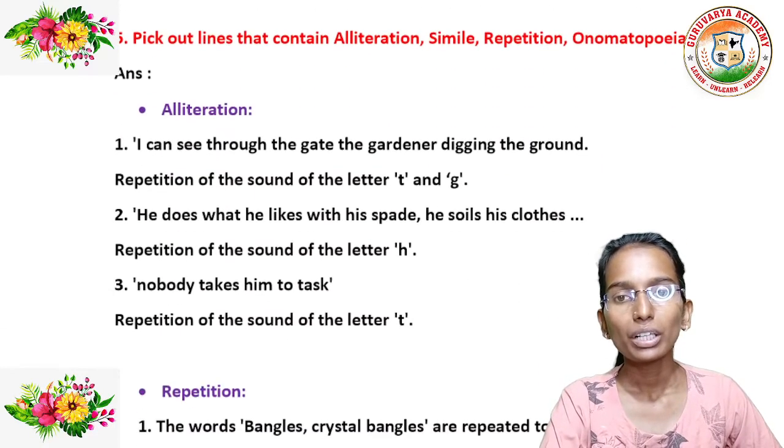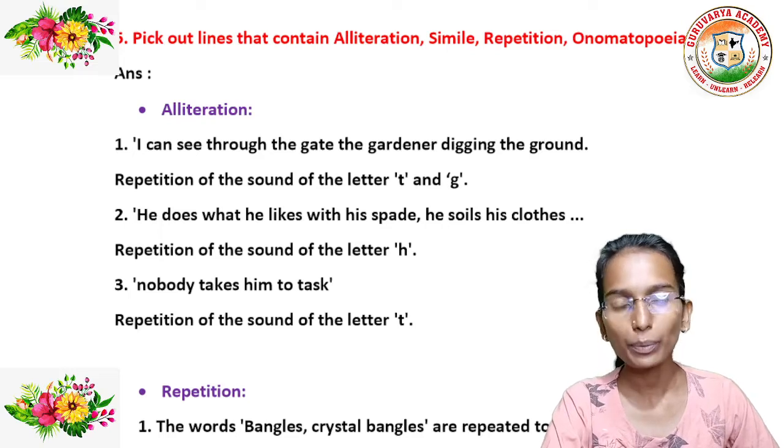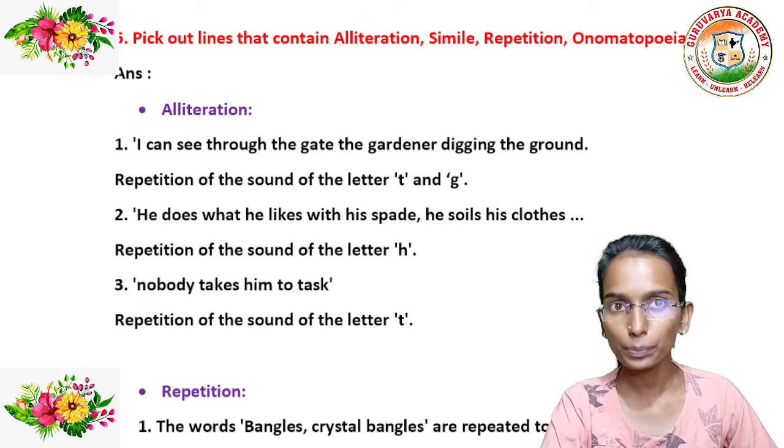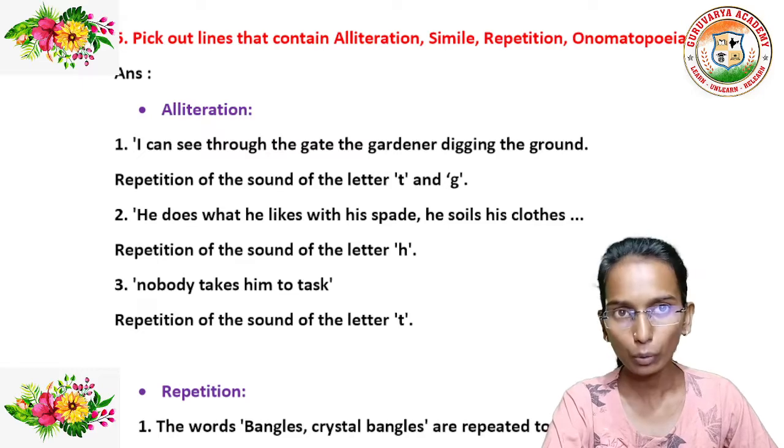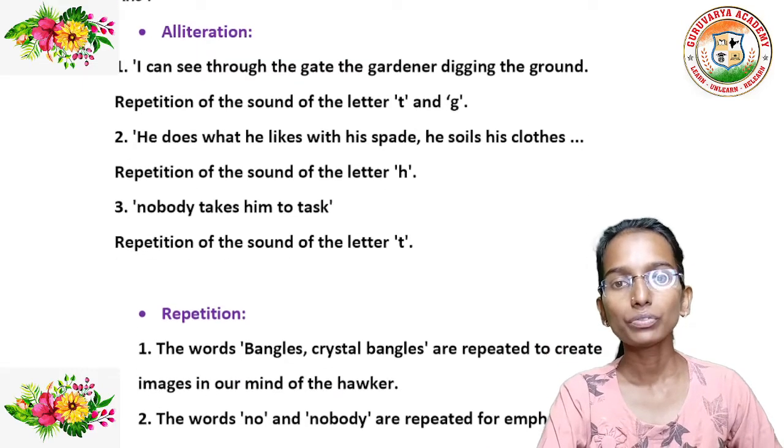Next question, fifth. Pick out lines that contain alliteration, simile, repetition, and onomatopoeia. We have to pick some lines from the poem which represent figures of speech like alliteration, simile, repetition, and onomatopoeia. First, alliteration, first example.